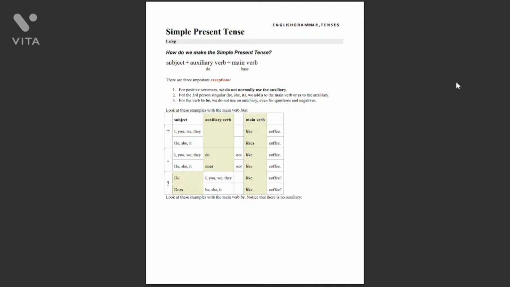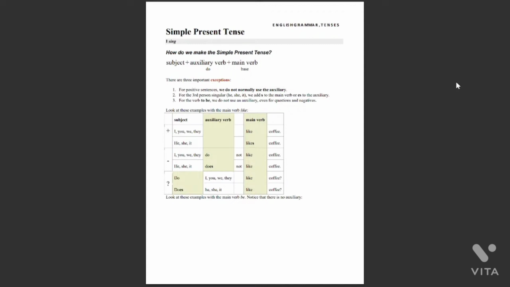So look at these examples with the main verb like. The subject might be I, you, we, they. The auxiliary verb will not be there, but the main verb is like, likes, and coffee. So that is: I like coffee, he likes coffee. This is a variation. I hope you are understanding: you like coffee, she likes coffee. So here it changes.